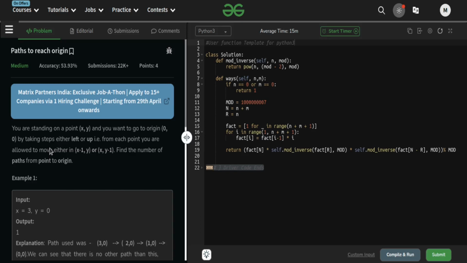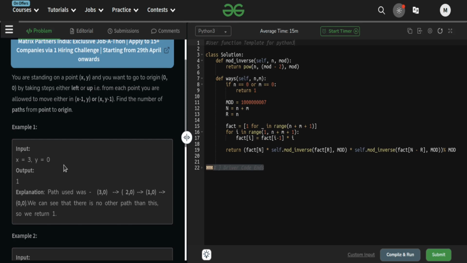Hello guys, in this video we are going to discuss the solution of the problem paths to reach origin. So let us look at the problem statement. The problem statement says that you are standing on a point x, y and you want to go to origin 0, 0 by taking steps either left or up. That is, from each point you are allowed to move either in x minus 1, y or x, y minus 1 direction. Find the number of paths from point to origin.